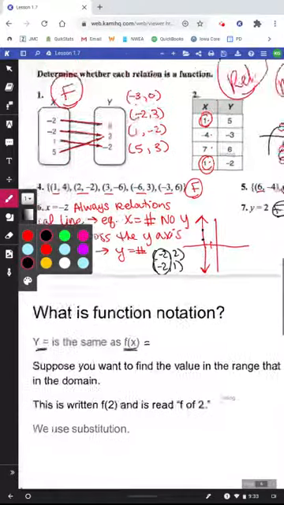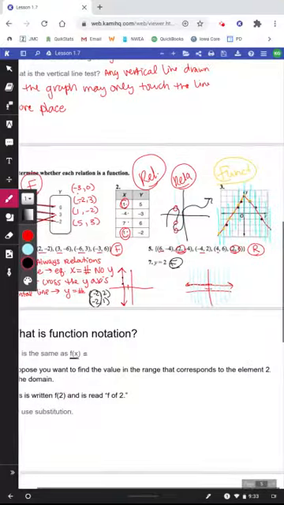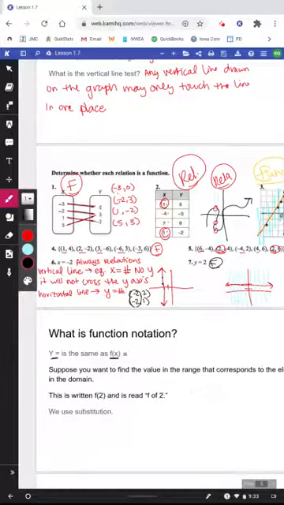Suppose you want to find the value in the range that corresponds to the element 2 in the domain. So how they would write that is they're telling you that that is a function and they're writing it this way. And you read that as the function at 2. So f of 2. And so if they're asking you to find the function at 2, we're going to use substitution in the x spot.